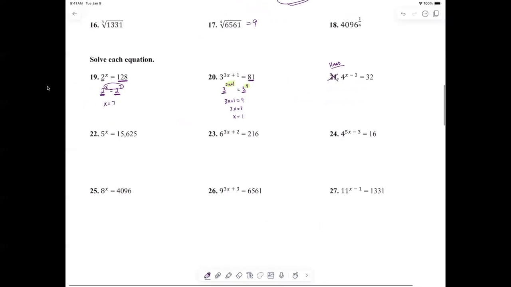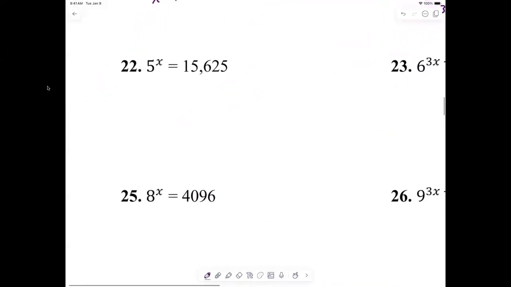All right, so let's go over to 22 now. I got to figure out 5 to what power is 15,625. Somebody come up and tell me what that answer is. Somebody said 6. All right. Therefore, x has to equal what? x has to equal 6. Yes.